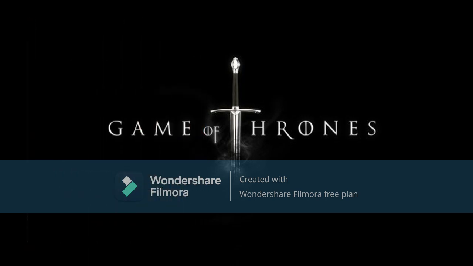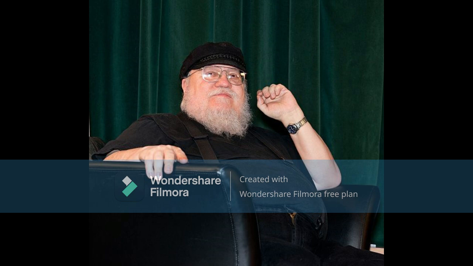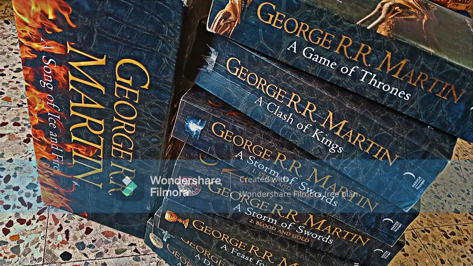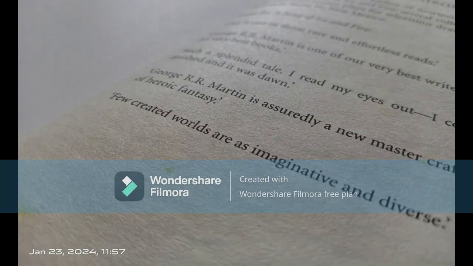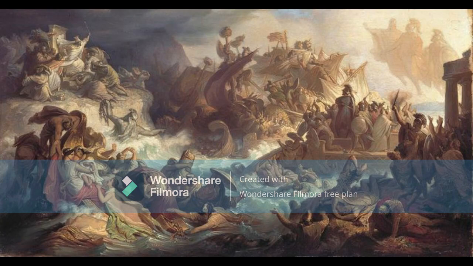This book is written by George R.R. Martin, who has written a total of 7 parts of this book and is still writing 2 of its parts. This is a very great series because even though it is long, people love to read this book. As James Brooks says, few created worlds are as imaginary and as diverse to those created in the Game of Thrones. It has very detailed plans of strategic events and it is full of twists.